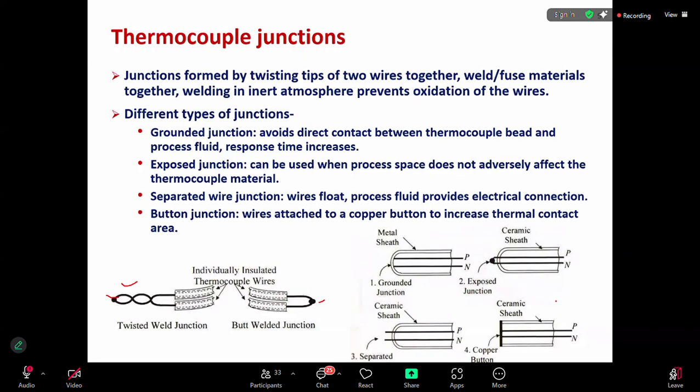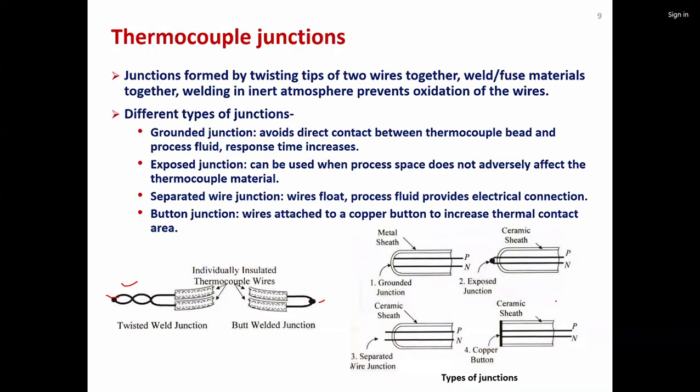Sir, in that grounded junction example, how does the response time increase? So the response time would increase because typically, if you have a small bead here, and as the process temperature changes, you know that when we talked about the transient response of a thermocouple, we talked about the mass times specific heat, MC, right? The time constant is proportional to the mass times the specific heat. That means the bulkier the system, the longer it will take for the thermocouple to equilibrate with the surrounding.